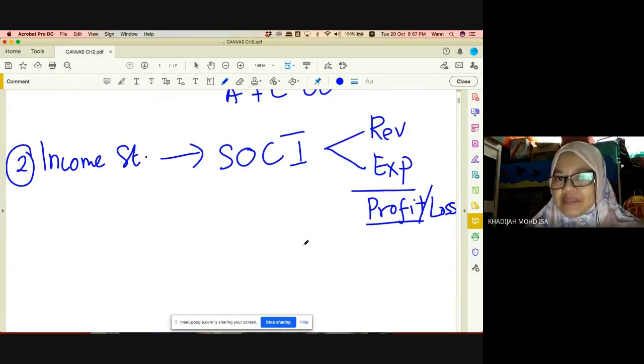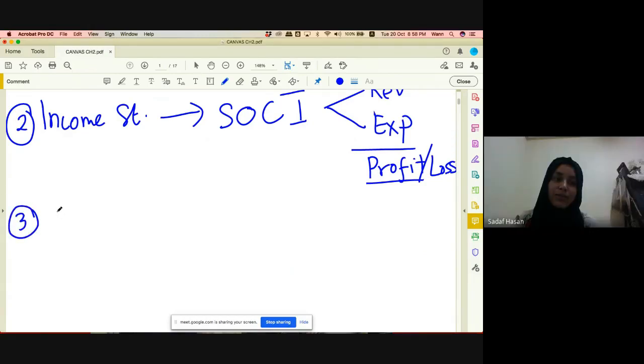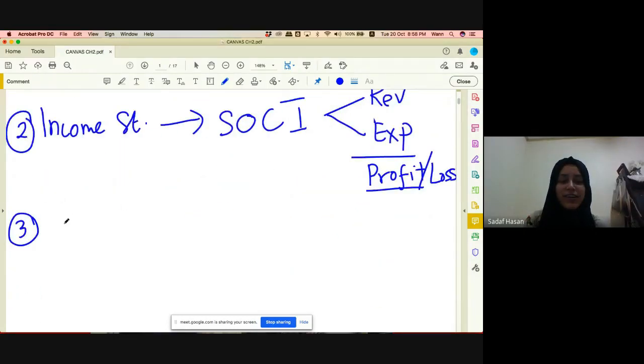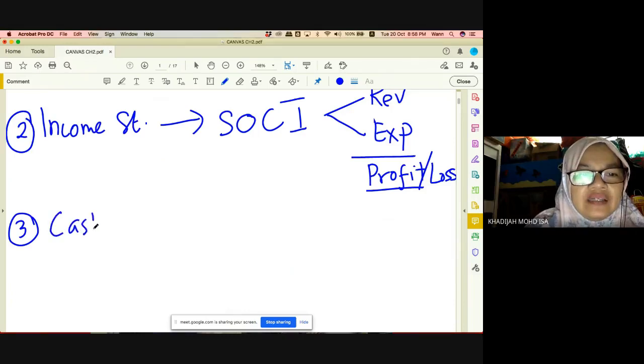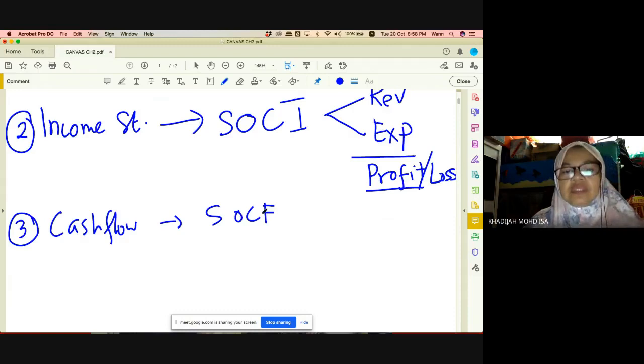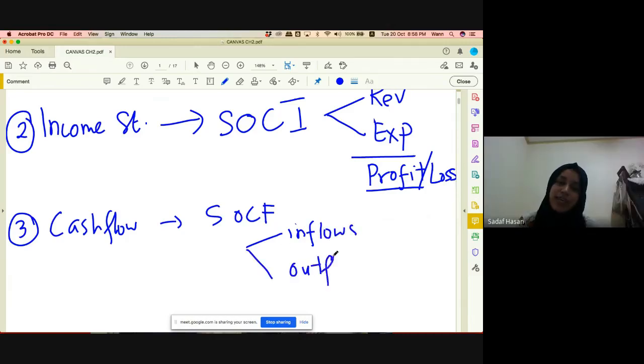The second statement is your income statement, so you have revenue and expenses. And the third statement, what is the third statement? Balance sheet is number one already. Oh yes, the statement of cash flow. So sometimes we call it the statement of cash flow. Here you're talking about your cash, meaning your inflows and outflows: operating, financing, and investing.